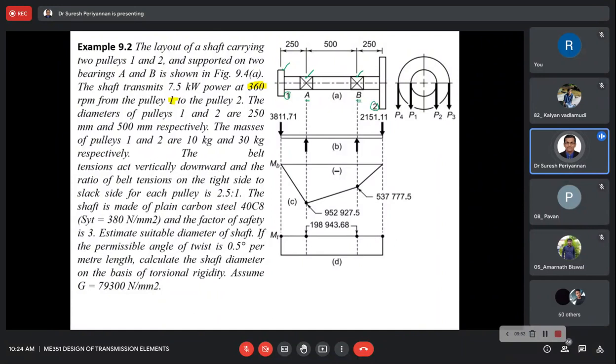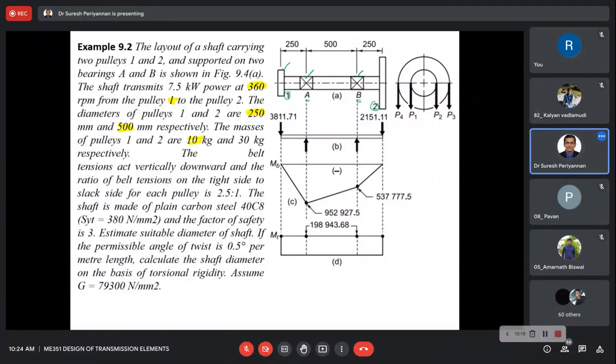Now the dimensions of the pulleys are given. The smaller pulley 1 has a diameter of 250 mm and the diameter of pulley 2 is 500 mm. The mass of the pulleys is also given, and we have to consider the mass of the pulleys in this problem. Pulley 1 has a self weight of 10 kg. Pulley 2 mass is 30 kg.